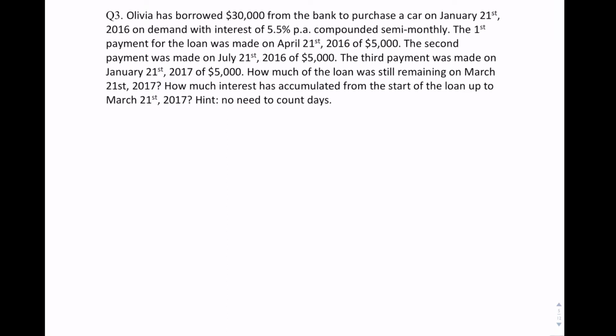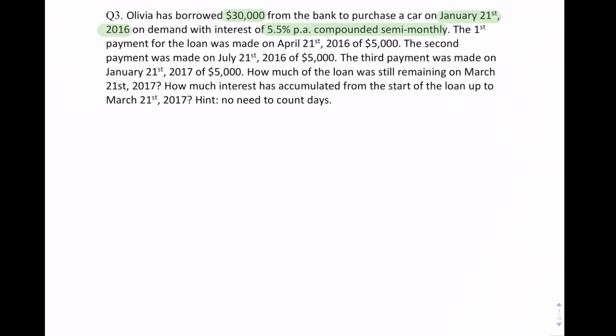Question 3. Olivia has borrowed $30,000 from the bank to purchase a car on January 21st, 2016, on demand with interest of 5.5% compounded semi-monthly. So this is a compound interest problem.